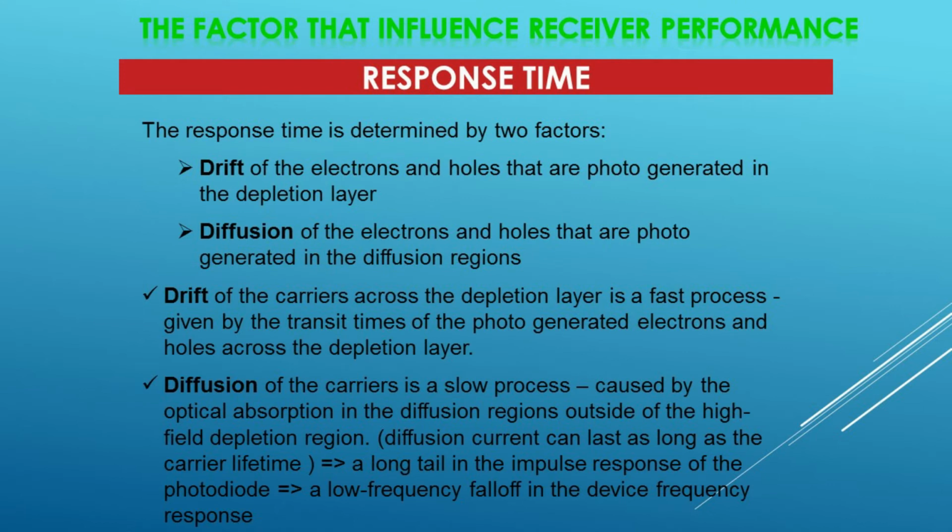Response time. The response time is determined by two factors: drift of the electrons and holes that are photogenerated in the depletion layer, and diffusion of the electrons and holes that are photogenerated in the diffusion regions. Drift of the carriers across the depletion layer is a fast process, given by the transit times of the photogenerated electrons and holes across the depletion layer. Diffusion of the carriers is a slow process, caused by the optical absorption in the diffusion regions outside of the high-field depletion region.